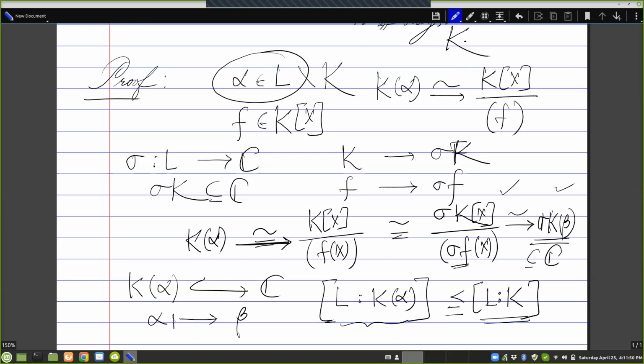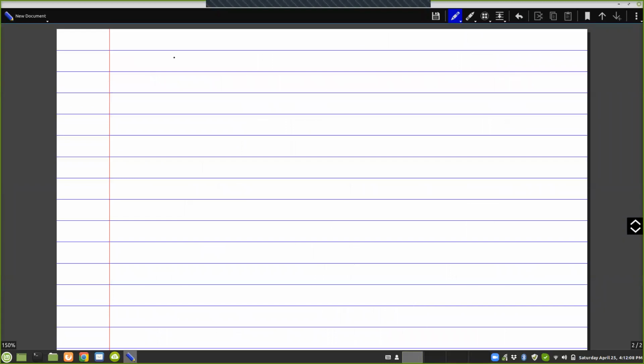Now we run an induction argument because we have an extension of smaller degree. So any embedding of K(alpha) can be extended to an embedding of L in these many ways. Therefore every embedding of K(alpha) admits these number of extensions to L.